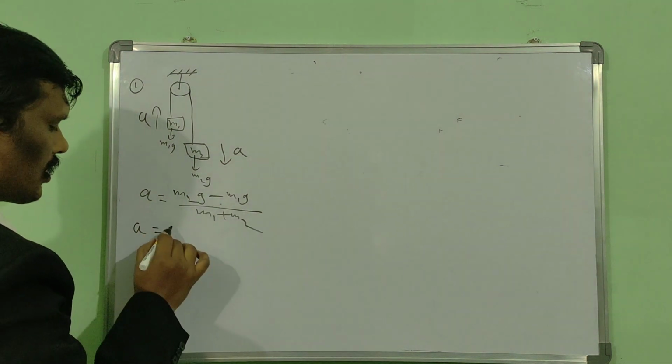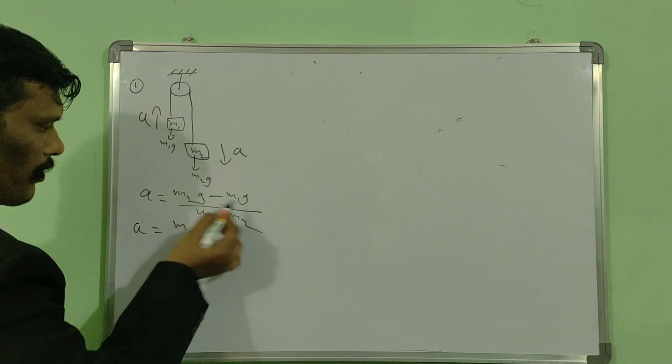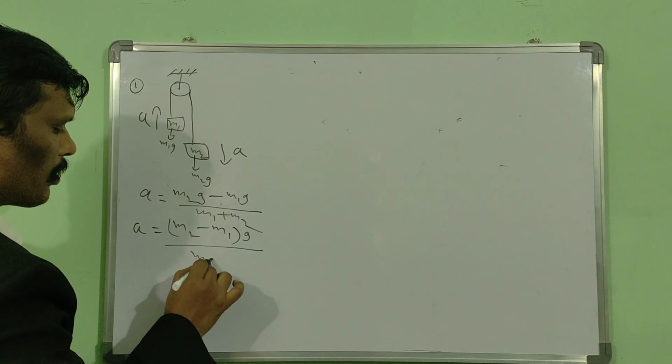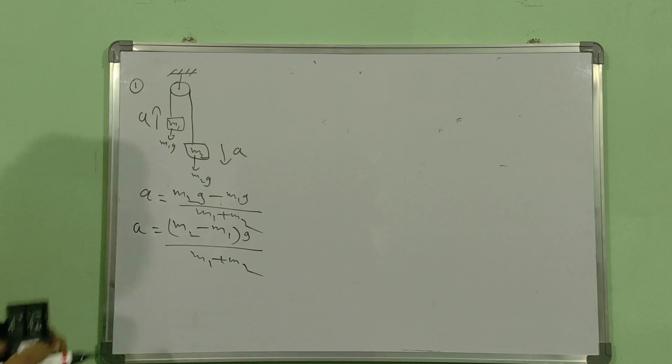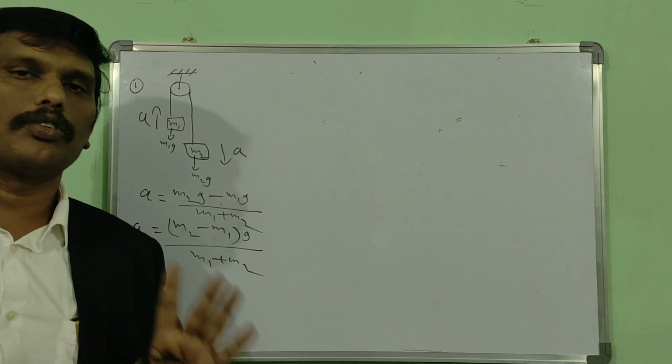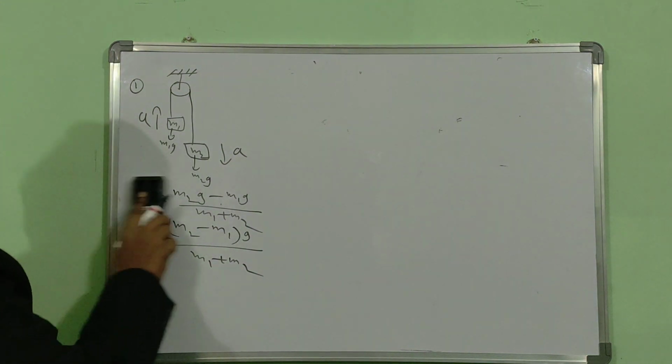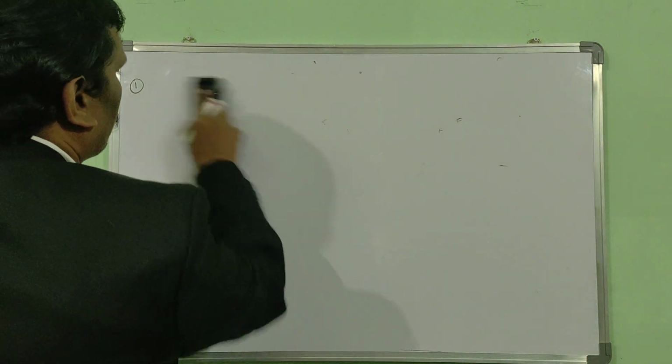If you want, take G common from the numerator from both terms: M2 minus M1 times G, divided by M1 plus M2. That's a simple formula. It will take less than 15 seconds to solve the problem using these tricks. And next, I am going to consider the second system.